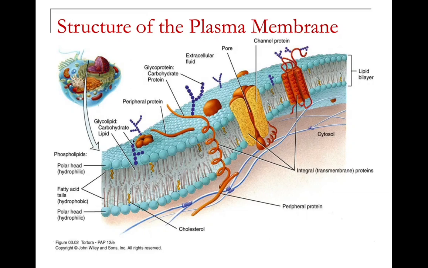So here you can have glycolipid on the cell. You can have these pores or channel proteins. Channel proteins can be an integral or transmembrane protein. This can allow specific things to pass. You know, glycoproteins on the outside. And then you have your fibers underneath that are part of the cytoskeleton.